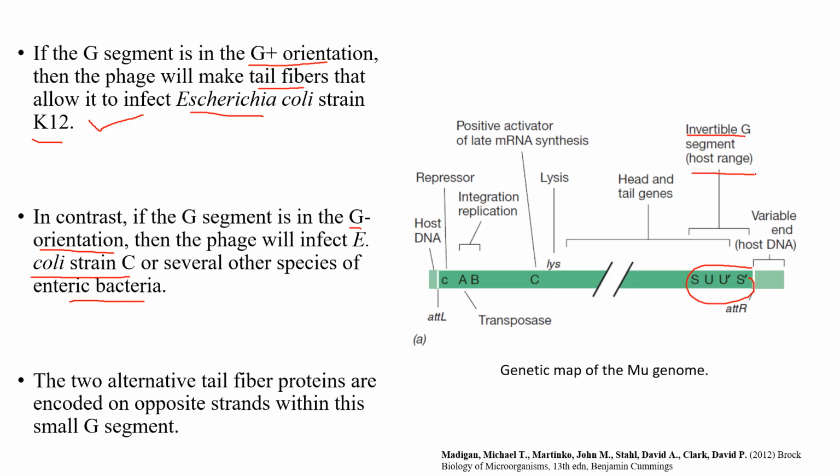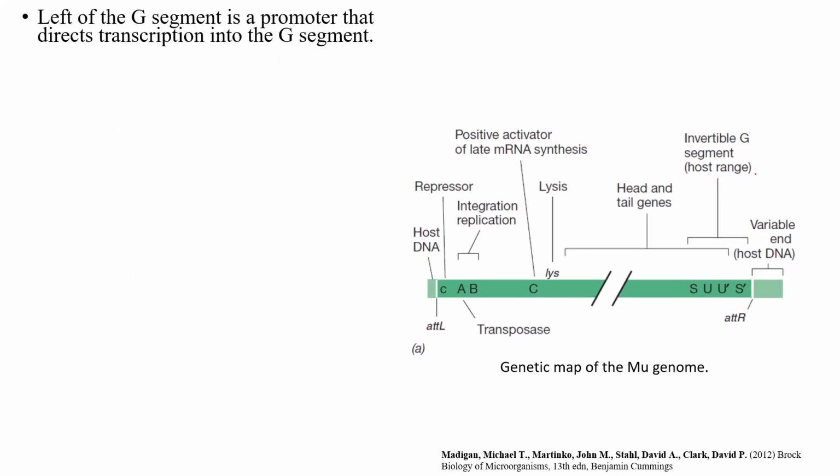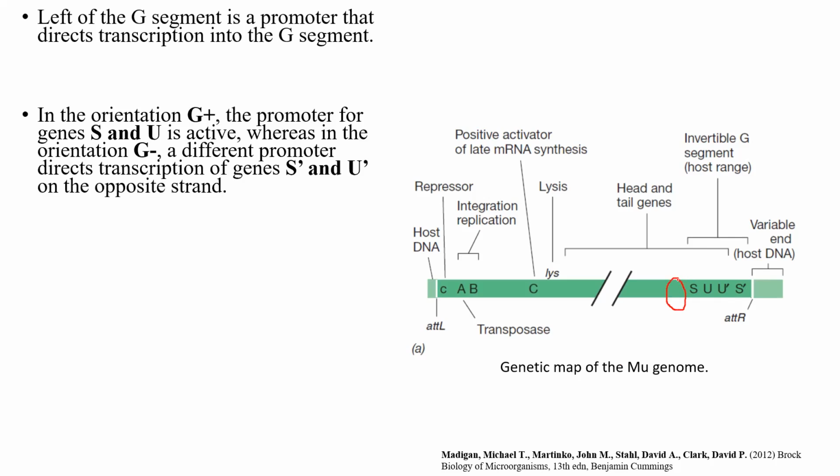The two alternative tail fiber proteins are encoded on opposite strands within the small G segment. Left of the G segment is a promoter that directs the transcription of the G. In the orientation G plus, the promoter for the genes S and U is active. So if the G segment is in the orientation G plus, a promoter is active for genes S and U and they will be transcribed.